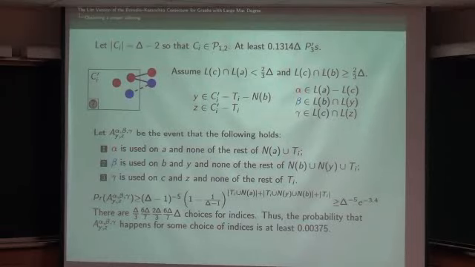So after we calculate this, we get the probability that this event happens is at least this ugly number. And when delta is sufficiently large, we can simplify it and say it's at least this nicer number. And then all we have to do is count the possible indices. And after we count the possible indices, we just multiply the two together. And it says the probability of this instance happening is at least this small number, 0.003.